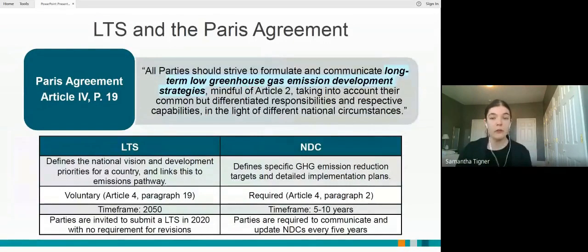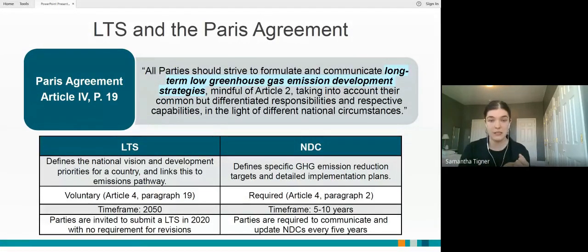Now, I mentioned before that one of the reasons to care about a long-term strategy is that it is strongly encouraged in the Paris Agreement. So I pulled the text from the Paris Agreement, which is in the box at the top of your screen. Essentially, in Article 4, the Paris Agreement strongly encourages countries in the year 2020 to communicate their long-term strategy.